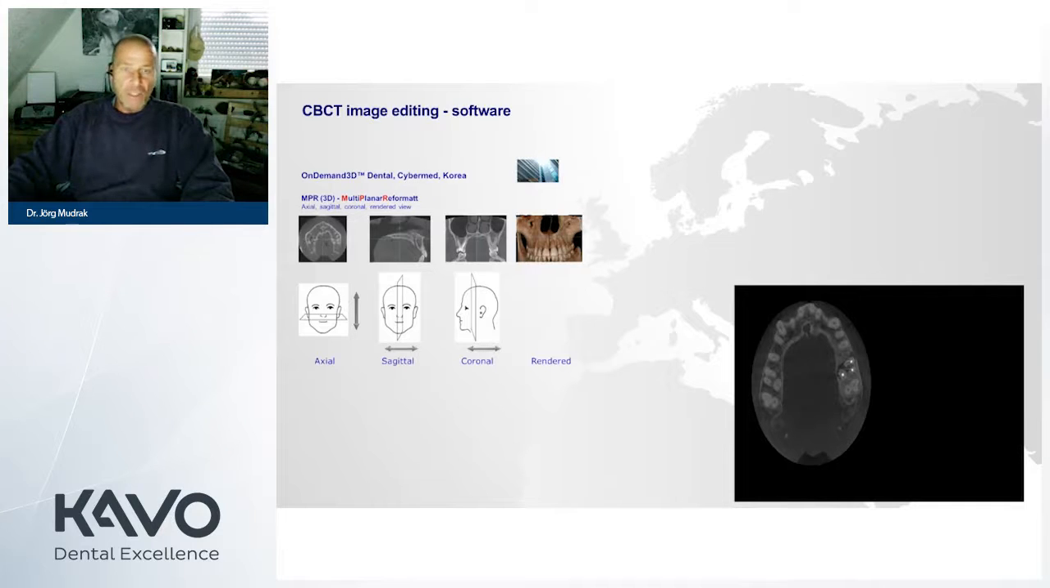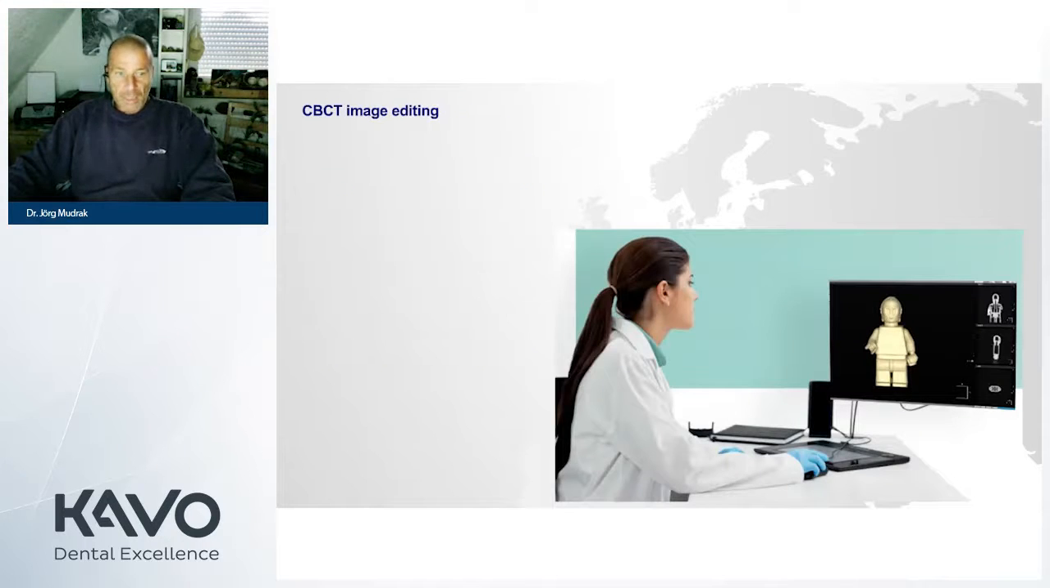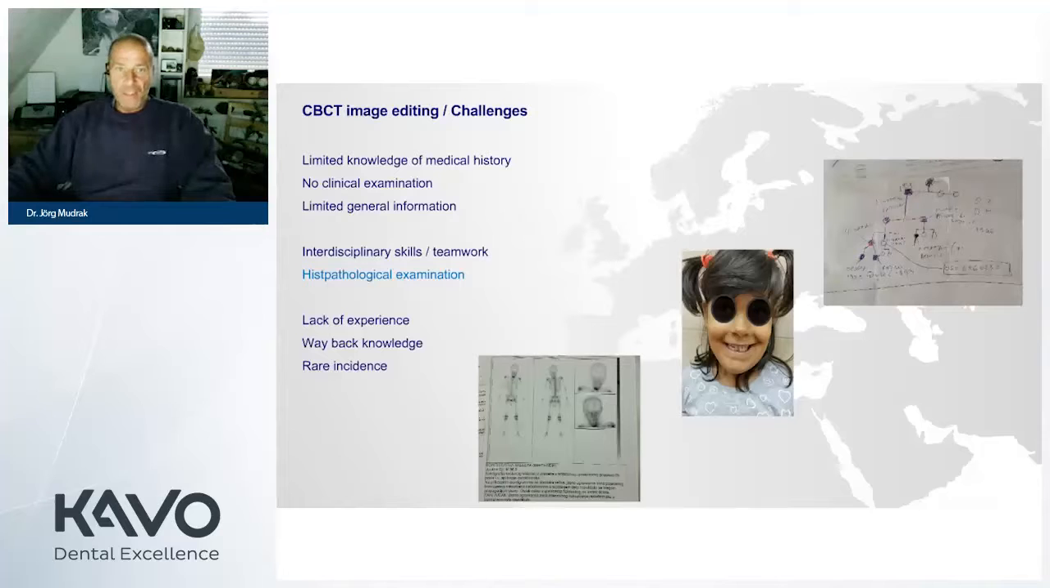There are, as I mentioned, a lot of software programs on the market. I'm dealing mostly with the OnDemand3D software from Cybermed Korea. And there we have one modality which I will use mostly today. This is called multiplanar format. That means we have a calculation by the software of an axial, a sagittal, and a coronal slice. And in the third or fourth window, we always have a surface rendered view of the data. Image editing. So what does that mean, at least?